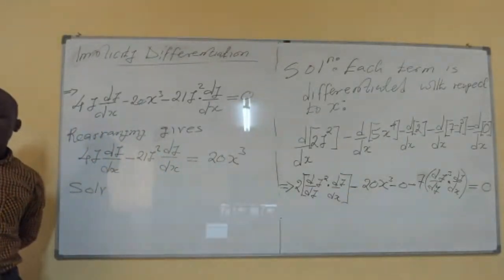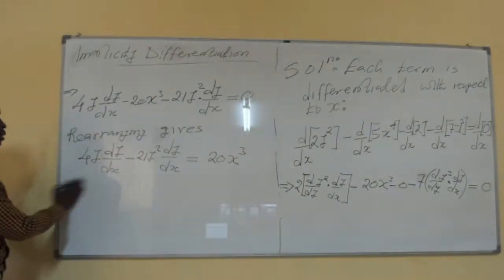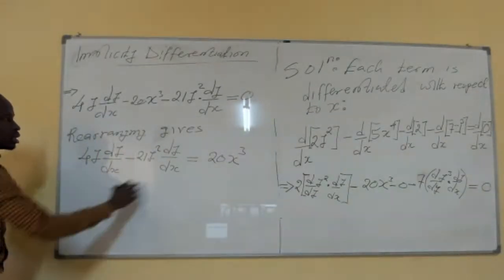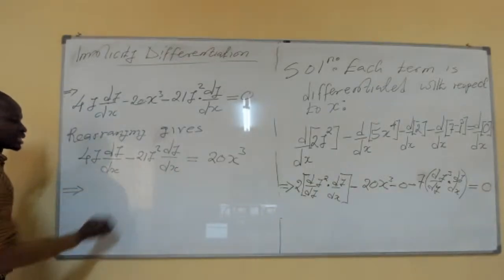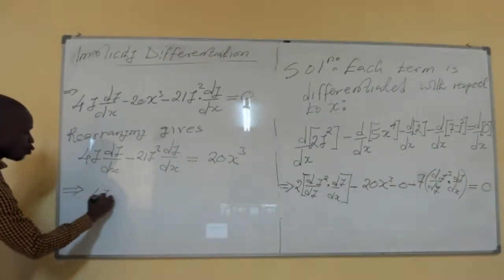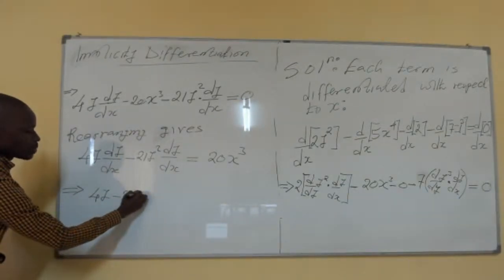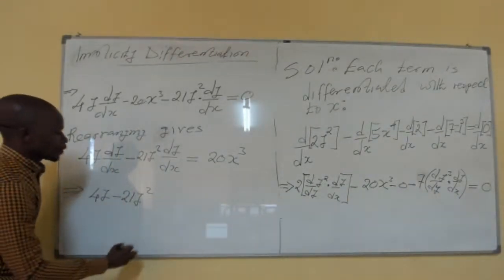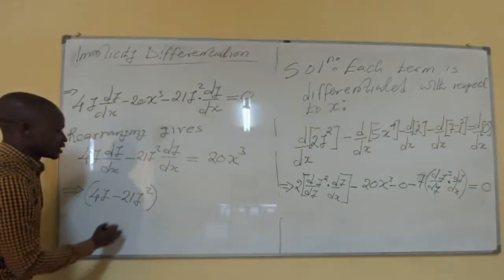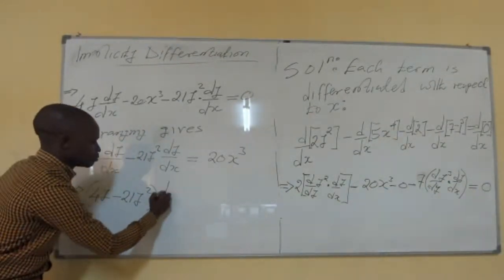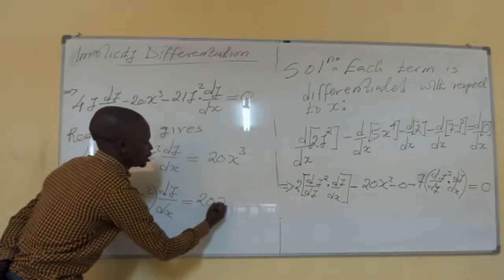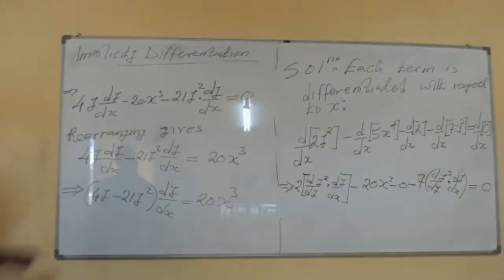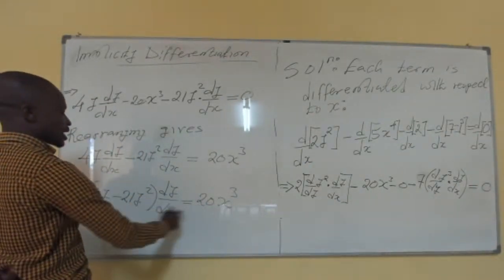So, if you look at this, rearranging will give this, which implies that because dy/dx is common, we can have (4y minus 21y squared), in brackets, multiplied by dy/dx, which is equal to 20x power 3. Then this is an equation of y, x, and dy/dx.